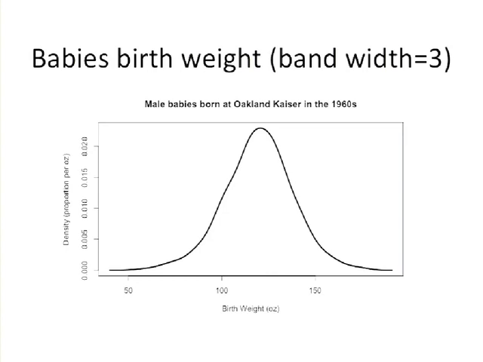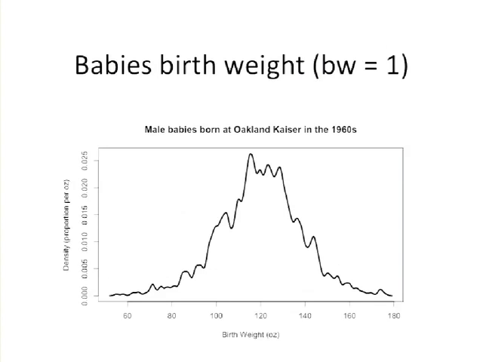Here's what happens when we apply it to the babies. When I set the bandwidth to 3, I get something that's really smooth and looks just about like a bell curve. When I make the bandwidth only 1, then I start seeing the little concentrations of birth weights. They are still roughly the same shape. They're not all that different from each other, but the squiggles up and down show you more of where the actual observations are.